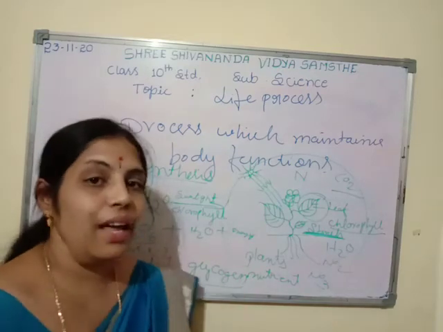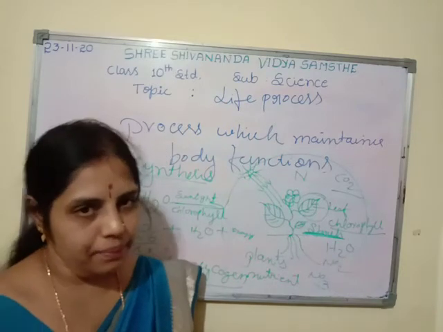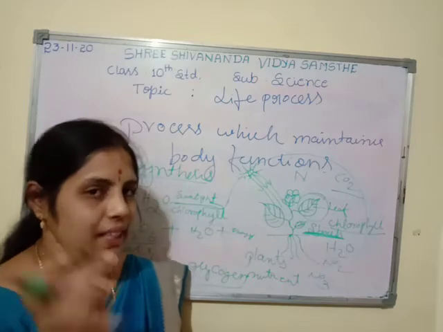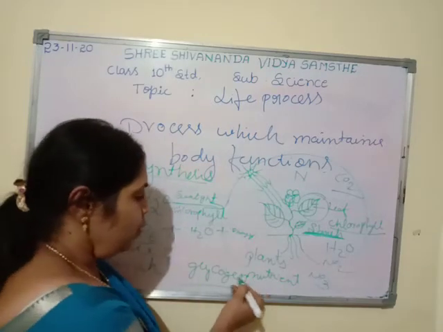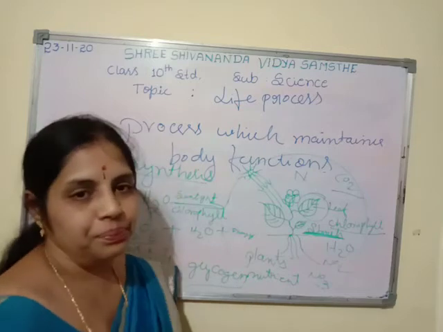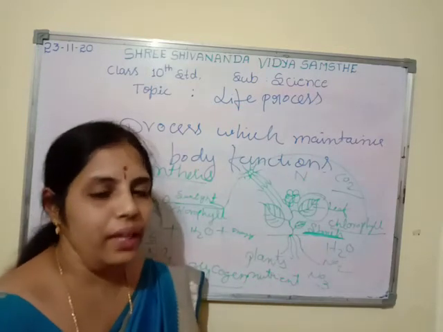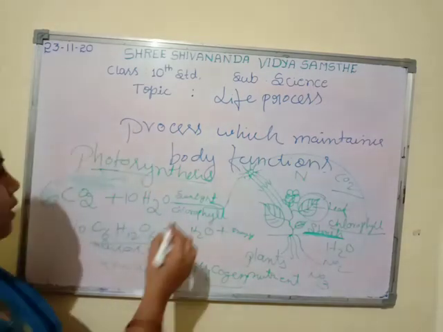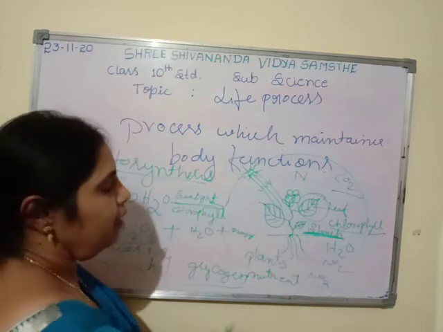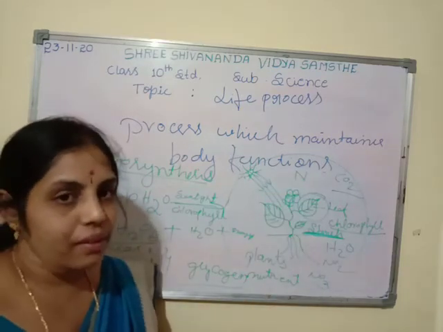So when you are in a fasting period, when you have not eaten food, in such a situation this stored energy is released into your body. So that is also a main aspect here. That is autotrophic nutrition. This mode of nutrition is known as autotrophic nutrition.